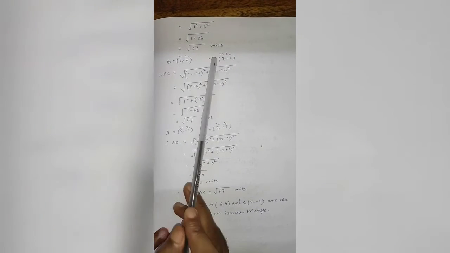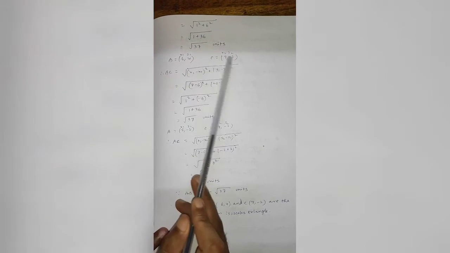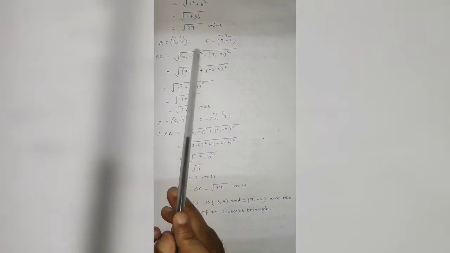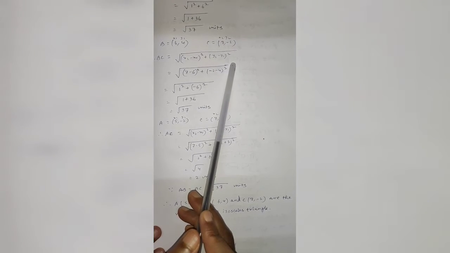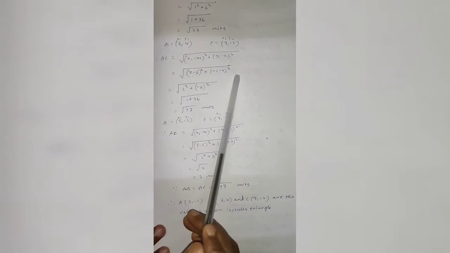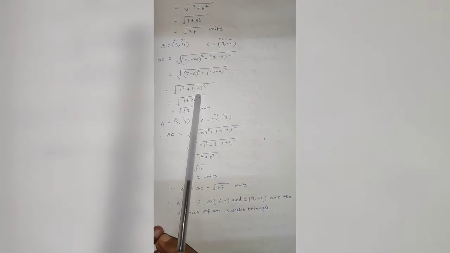Now let us take point B and point C. B equal to this, C equal to that. Same distance formula for BC, square root of (x2 minus x1) whole square plus (y2 minus y1) whole square, that is (7 minus 6) whole square plus (minus 2 minus 4) whole square. There is 1 square, and that is minus 6 whole square. So square root of 1 plus 36, it becomes root 37 units.